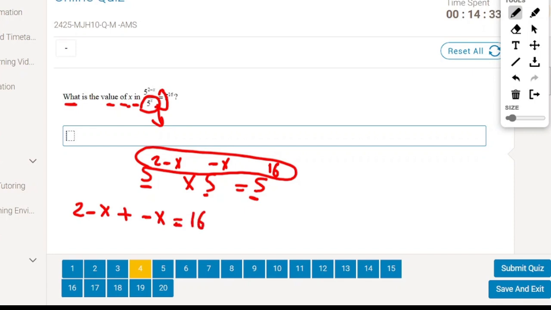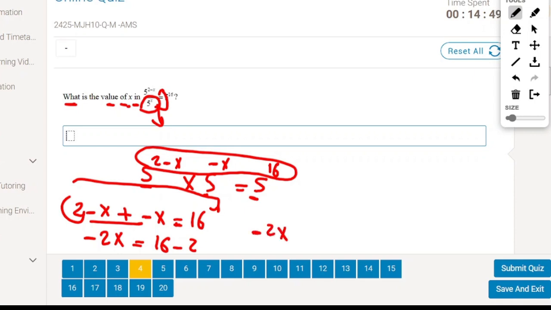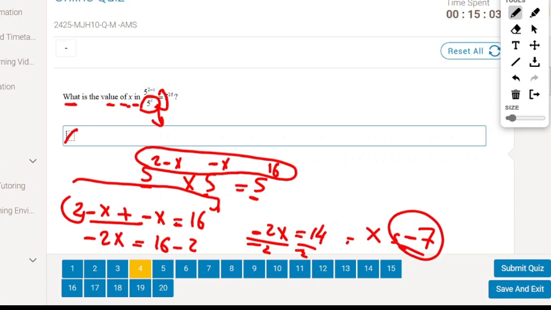Let's simplify this one. It will be minus 2x equals 16, and this number 2 we put on the other side, so it will be negative 2. So minus 2x equals 14. Divide by minus 2 on both sides, so x will be equal to minus 7. So the answer here is x equals minus 7.